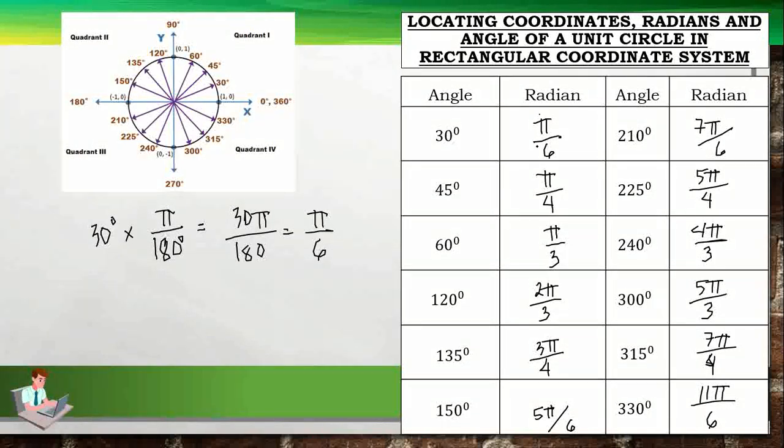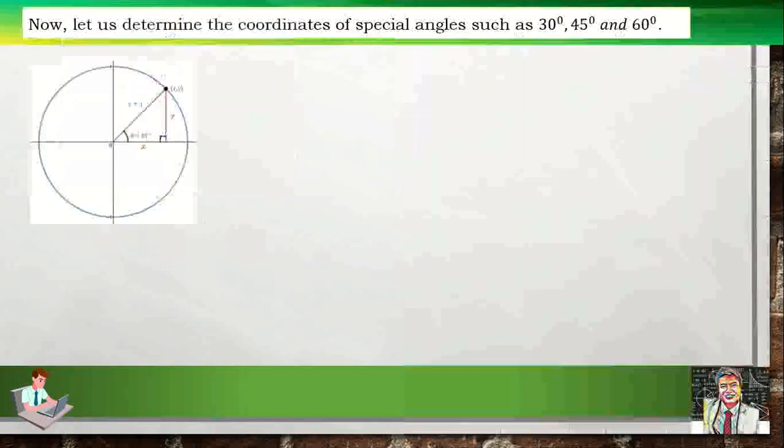Kung katulad ko, hindi ko naman siya kabisado lahat. Ang kinakabisado ko lang dyan, yung given angle. Then ina-apply ko lang yung transforming angle to radians, so nakukuha ko na yung radians niya. So, proceed na tayo dun sa locating the coordinates, kasi madali na lang yung radians eh. Punta tayo dun sa coordinates.